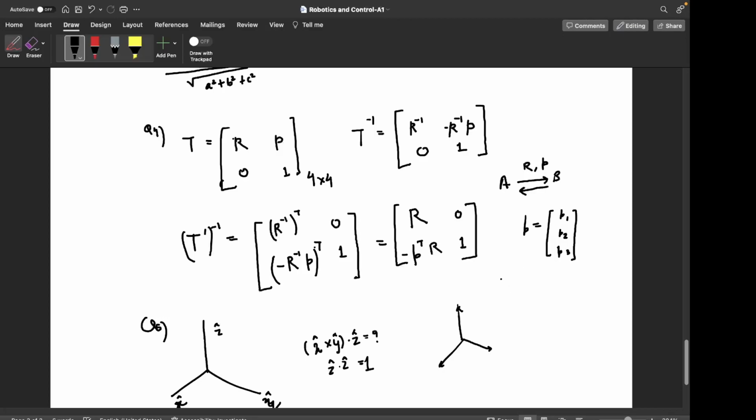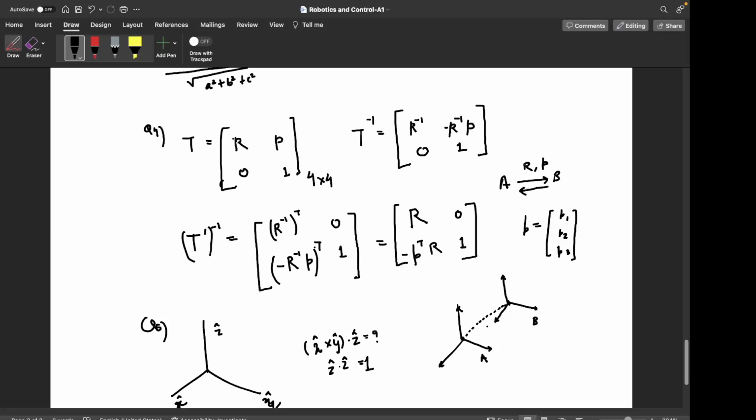So for now, let's assume that we are just translating and there is no rotation, right? So this is frame A and this is frame B, and we are just translating. So this is the initial origin, and this is the final origin. So the vector between these two, don't mind the curved line, I couldn't draw it much straight.